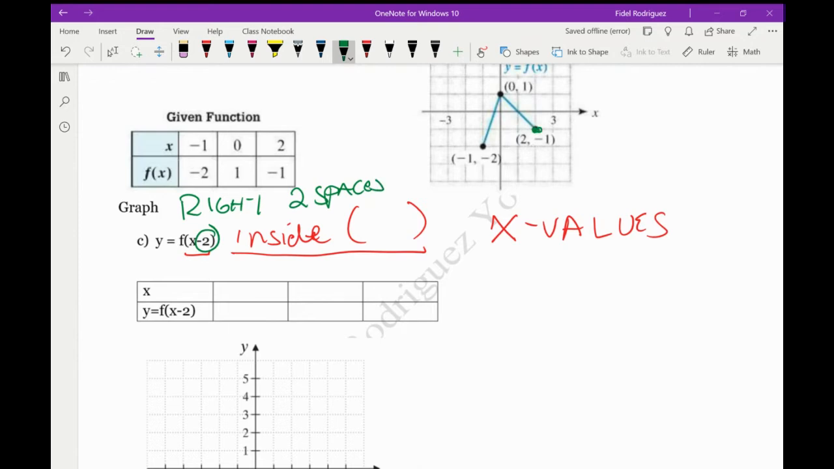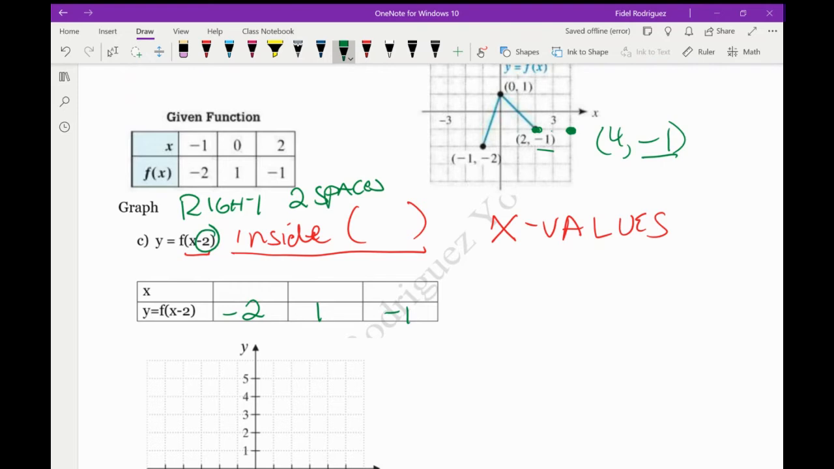So I want you to think about this point right here. If I were to move this point to the right 2 spaces, it would go 1, 2. Does anybody know what the coordinates of that point would now be? That point used to be the point 2, -1. Now we moved it to the right. What would the coordinates of that point now be? 4, -1, right? Okay, I want you to notice something. Did the y value change? Okay, so guys, my y values are going to stay exactly the same.